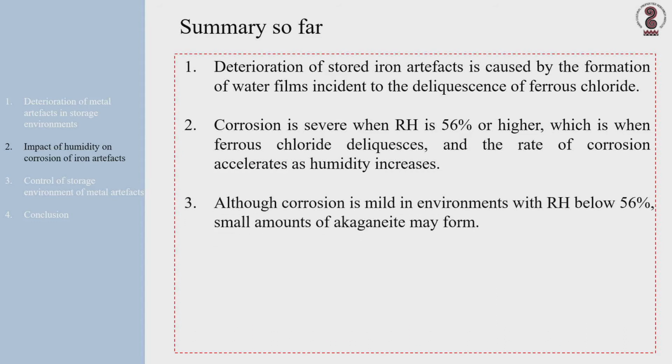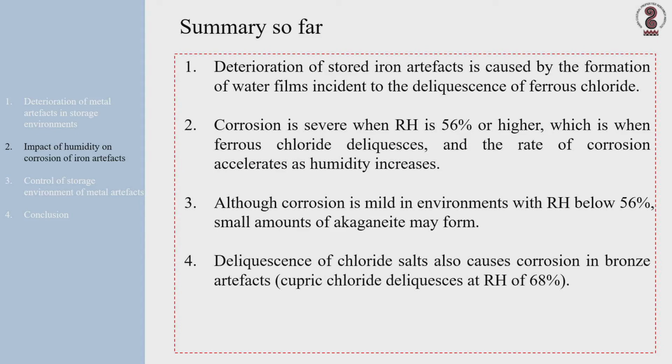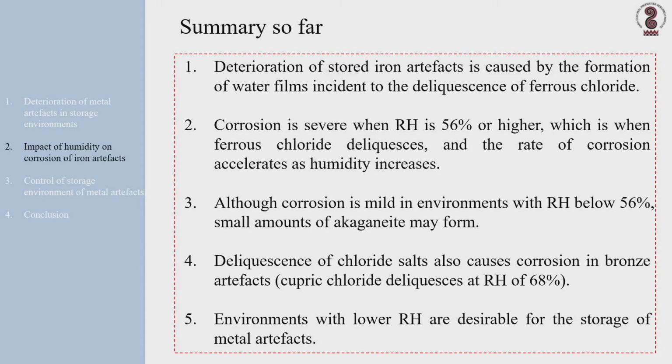3. Although corrosion is mild in environments with a relative humidity below 56%, there are cases in which akaganeite may slightly form. 4. Deliquescence of chloride salts also causes corrosion in bronze artifacts. Copper chloride 2 deliquesces at a relative humidity of 68%. 5. Environments with a lower relative humidity are desirable for the storage of metal artifacts.